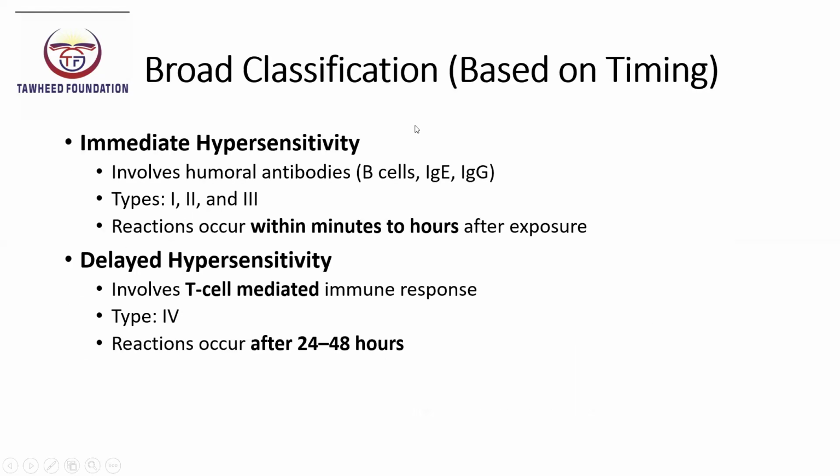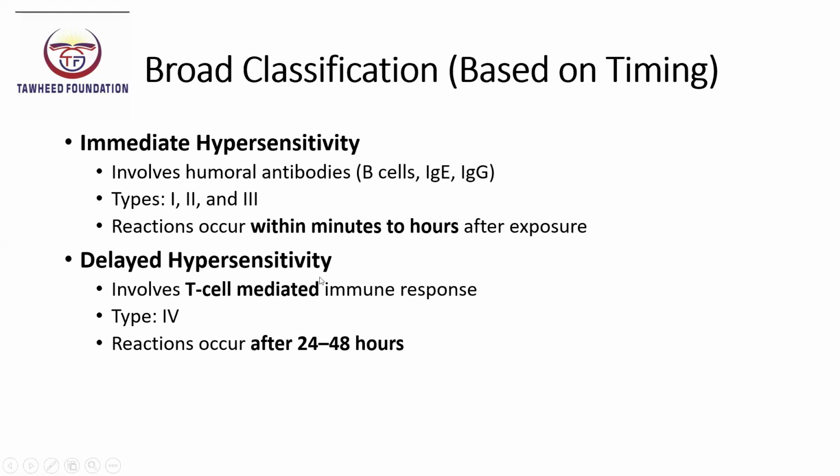Next is broad classification based on timings. Hypersensitivity reactions can also be classified based on the timing of their occurrence. Immediate hypersensitivity involves antibodies produced by B cells, mostly IgE and sometimes IgG. These categories include type 1, type 2, and type 3 reactions. Symptoms appear quickly, usually within minutes to a few hours after antigen exposure.